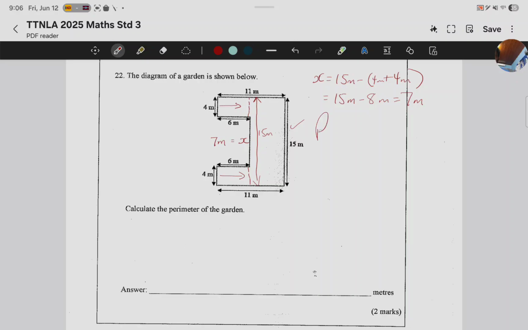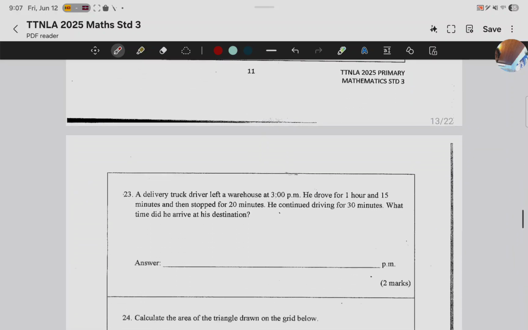Now we can find the perimeter. Perimeter is the distance around. So we add in, I normally add in a clockwise direction, so we won't miss out any values. So 11 meters plus 15 meters plus 11 meters plus 4 meters plus 6 meters plus 7 meters plus 6 meters plus 4 meters. Alright, 6 and 4 is 10, and 10 by 20. 64 meters we will get. Alright, so good.